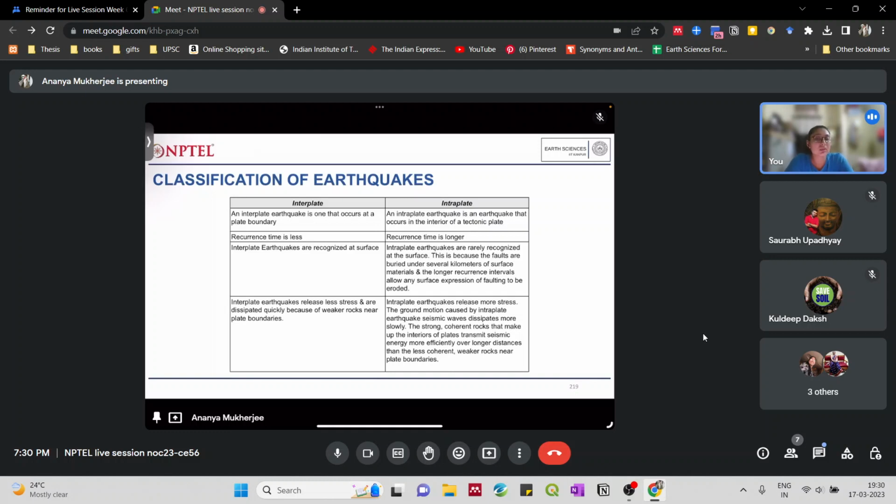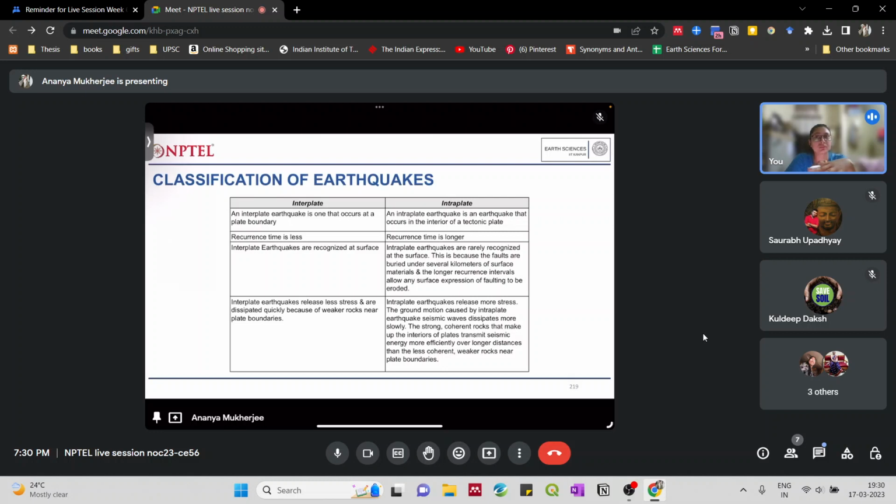For intraplate earthquakes, these can release stress, okay, and because the ground motion caused by such earthquakes will not get absorbed very quickly, owing to the strong coherent rocks that are present in the interior of the tectonic plates.